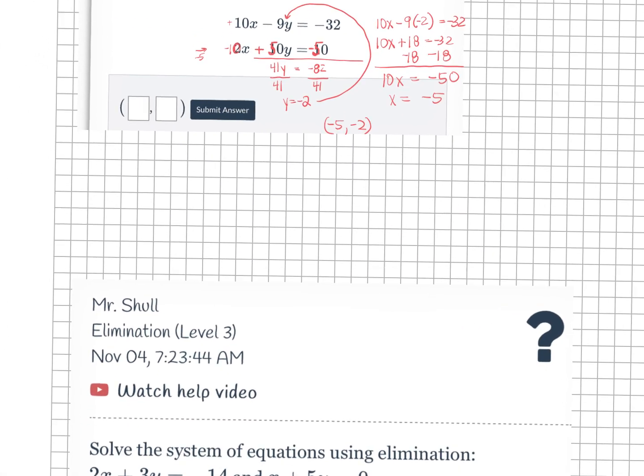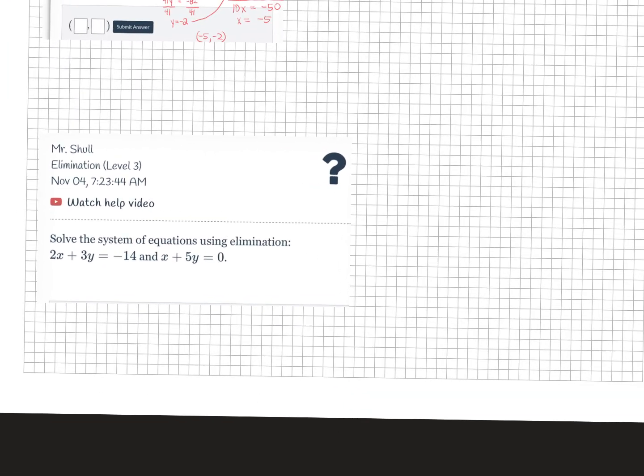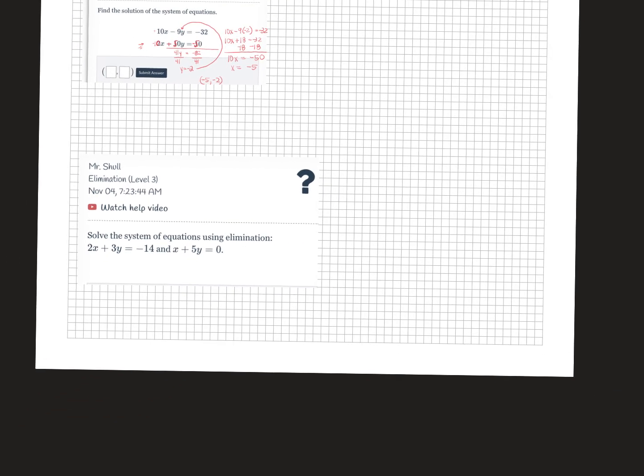Okay, last row. Why is this level 3? Over here we've got 2x plus 3y equals negative 14, and we've got x plus 5y equals 0. I have no idea why they're calling this a level 3, but here we go.